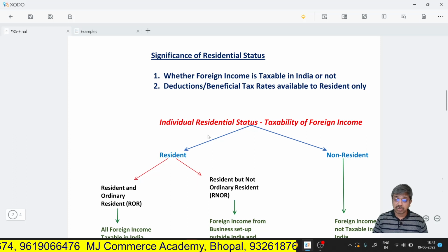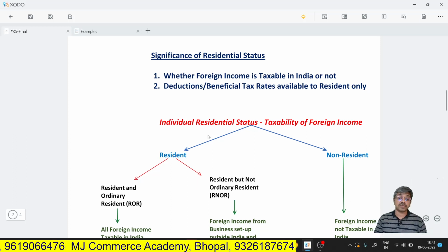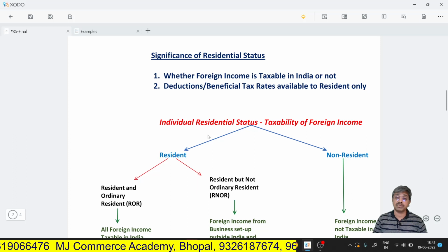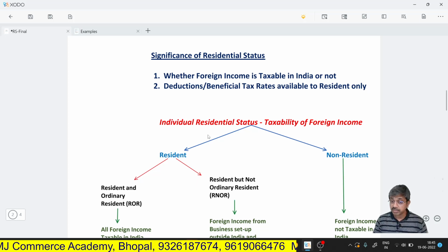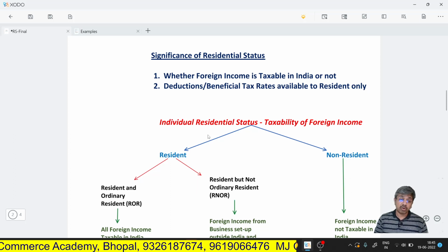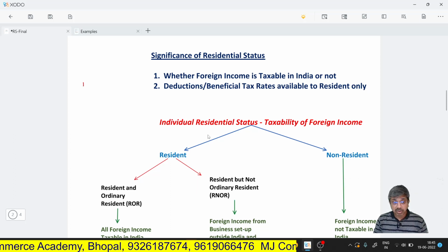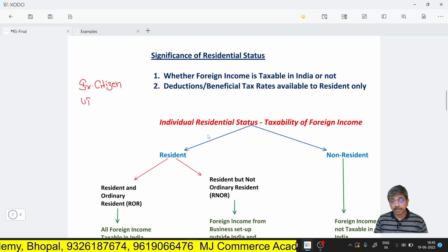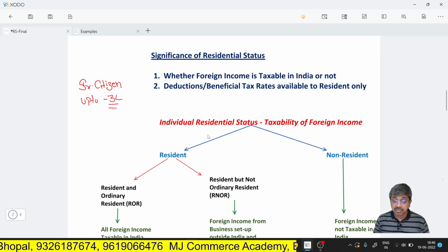I'm explaining this concept excluding the other aspects, such as income accruing or arising in India and income received in India. Apart from taxability in India, certain additional deductions and certain beneficial tax rates are available to residents. All of us must have learned the concept of a senior citizen. Under the Income Tax Act, there is a concessional tax rate, with income of up to 3 lakhs not taxable.